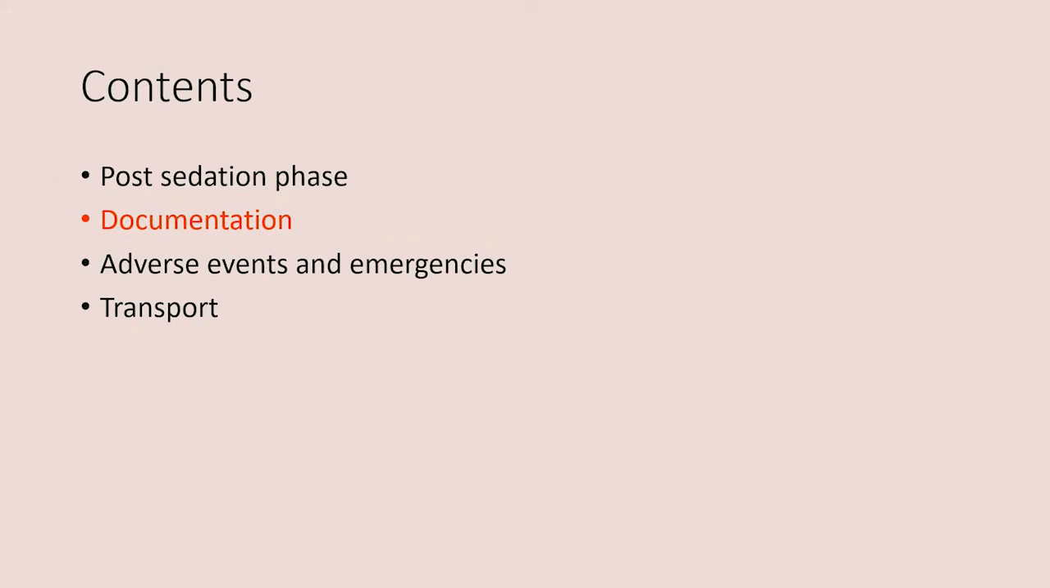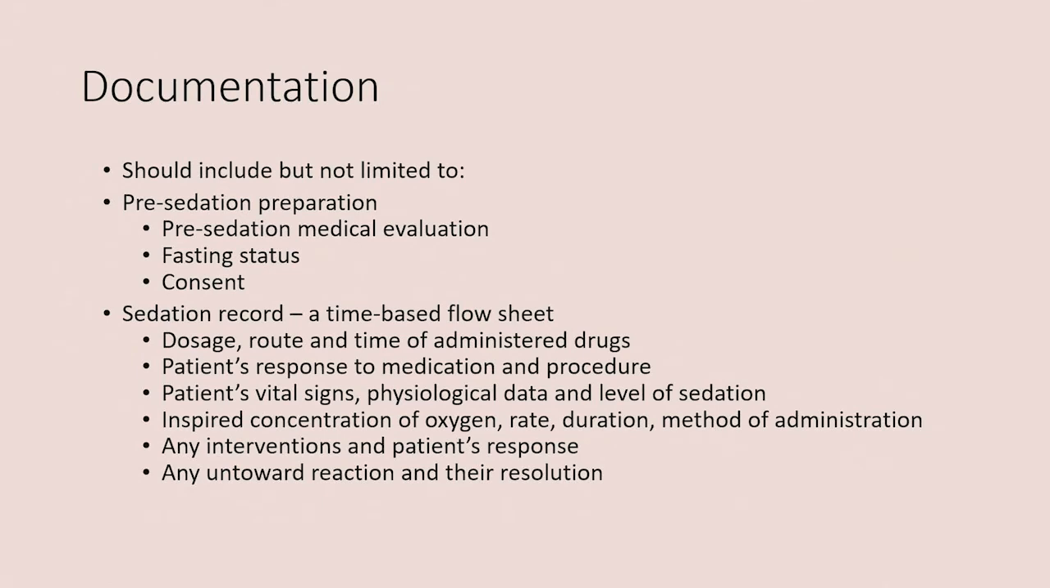So we go on to the next part, the documentation part of the sedation. Some important points to note is that for documentation, we should include the following points. For the pre-sedation preparation, we should have a pre-sedation medical evaluation, the fasting status, and the consent. For the sedation record, it should be a time-based flow sheet where we have a record of the dosage, the route, the time of the drugs, the patient's response, the vital signs, any oxygen that we're giving or any ventilation support that we are giving, or any interventions and the patient's response, and any untoward reactions and their resolution.